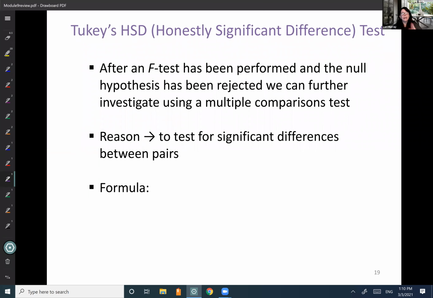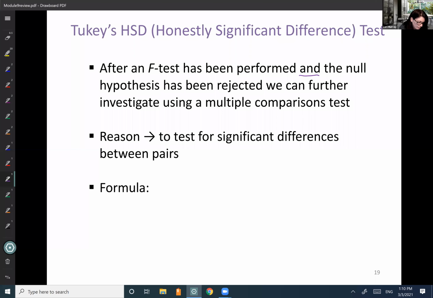Okay, after an F test or an ANOVA test has been performed, and if the null hypothesis has been rejected, we can further investigate using a multiple comparisons test. The reason? We want to test for significant differences between the pairs. Remember, the conclusion was that we don't know if they're all different or two or more are different if we reject the null hypothesis.